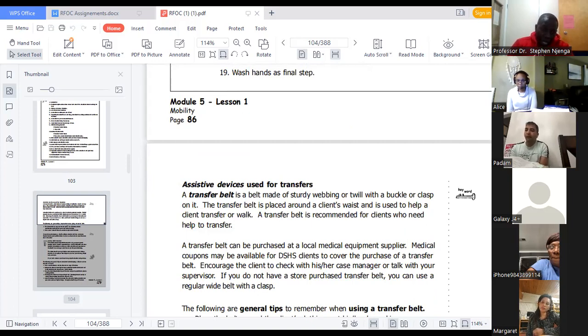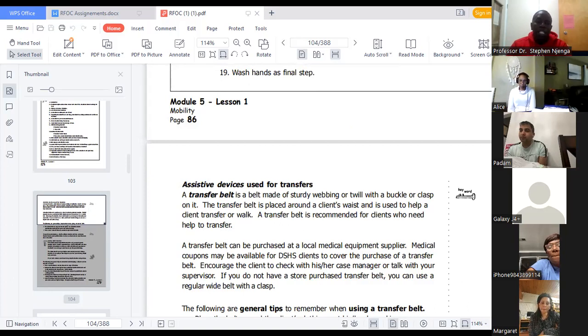So you can use the belt when you're transferring the client from the bed to the wheelchair or from the wheelchair to the bed. It can also help the client to walk. A transfer belt is recommended for clients who need help to transfer, because sometimes, as I said, your hands may slip under the client's arm and the client may have a fall.